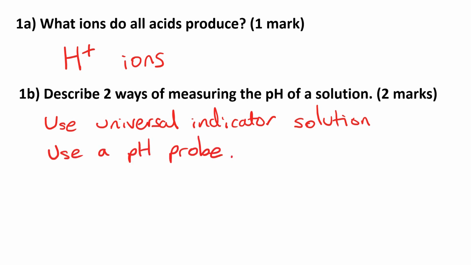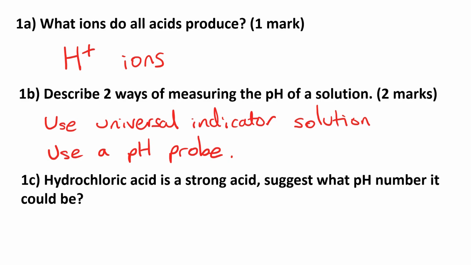You might not have seen a pH probe. This is a machine with a sensor on one end which you place in the solution, and at the other end it will give you the readout of the pH number, often to 2 decimal places. So whereas the universal indicator solution might tell you the pH is 2, the pH probe would be more precise and might say 2.45.